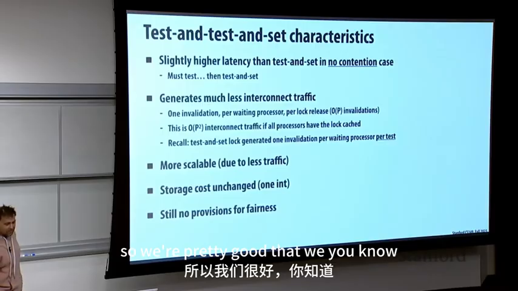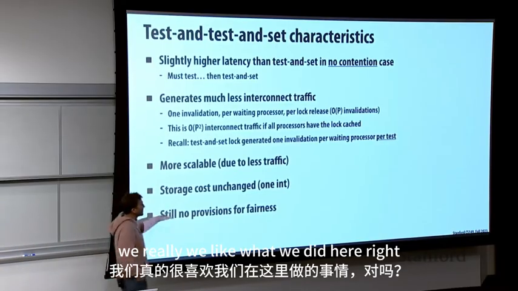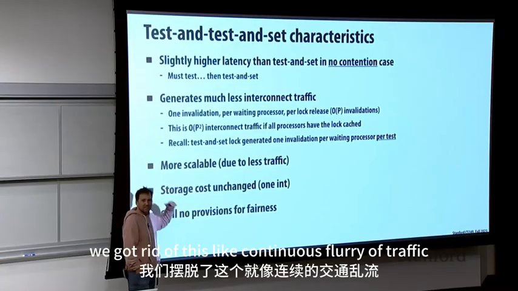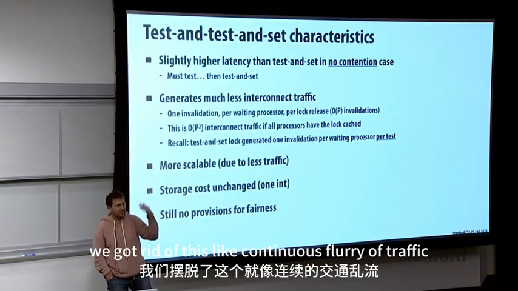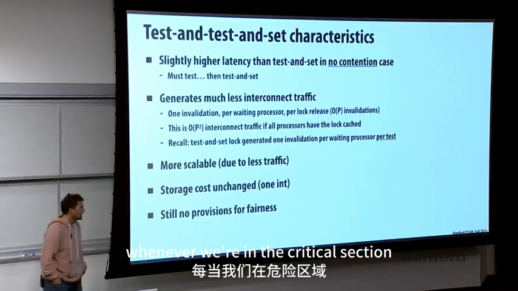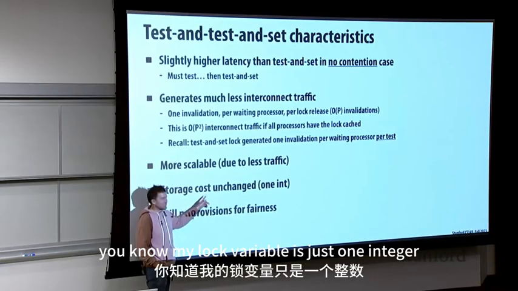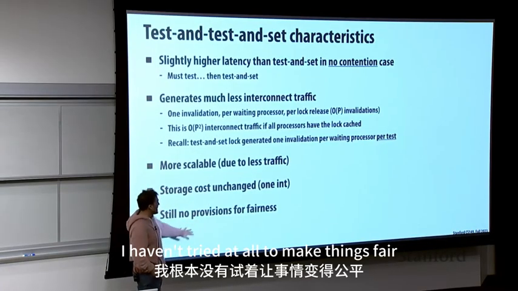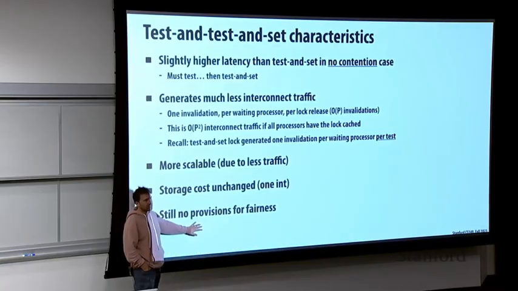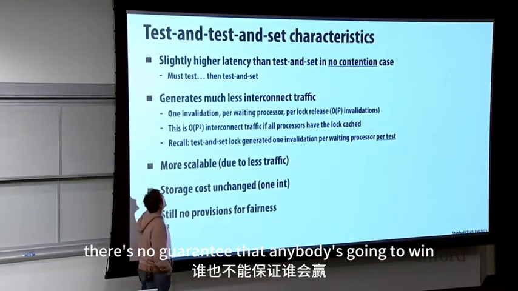So we're pretty good. We like what we did here, right? We got rid of this continuous flurry of traffic whenever we're in the critical section. I'm still doing it with one integer. My lock variable is just one integer. I haven't tried at all to make things fair. There's no guarantee that anybody's going to win.